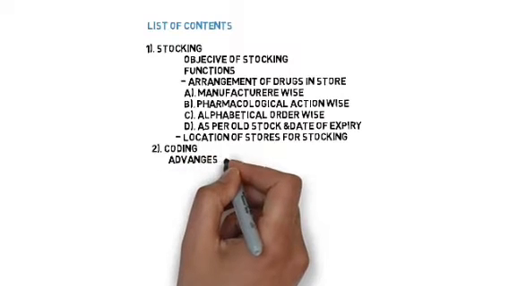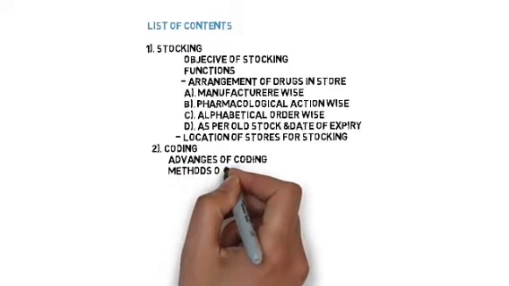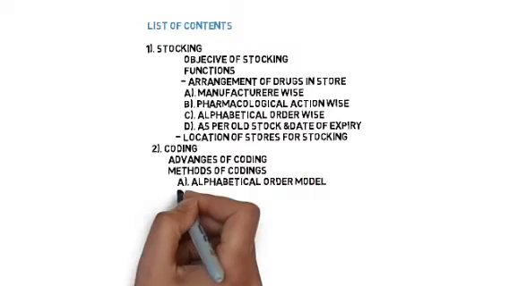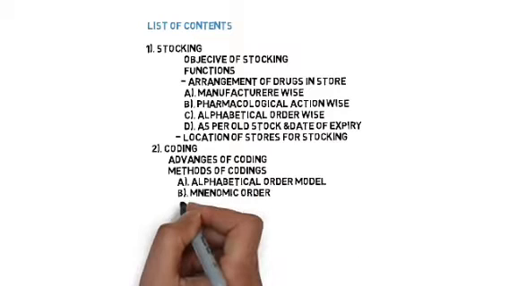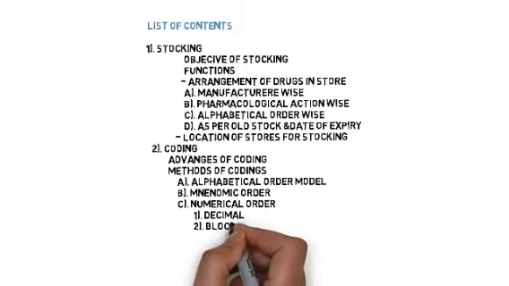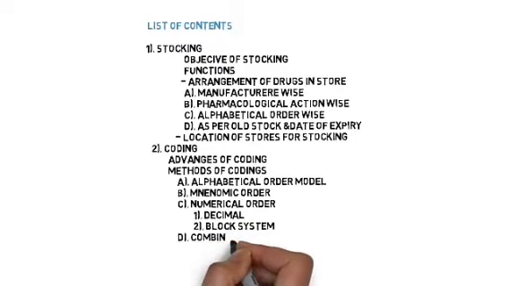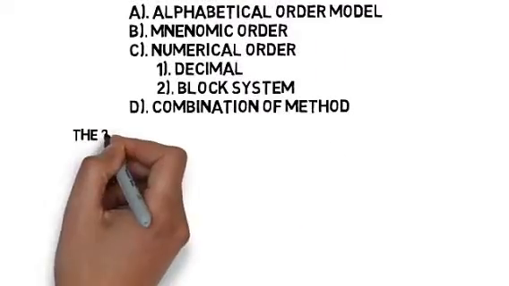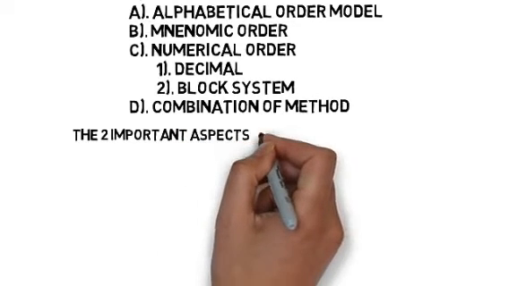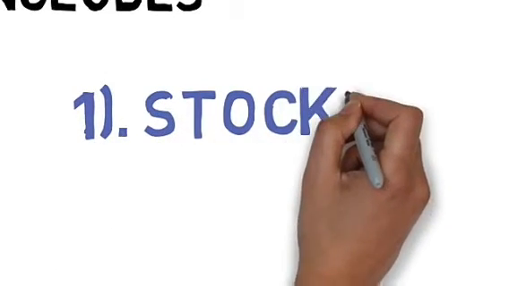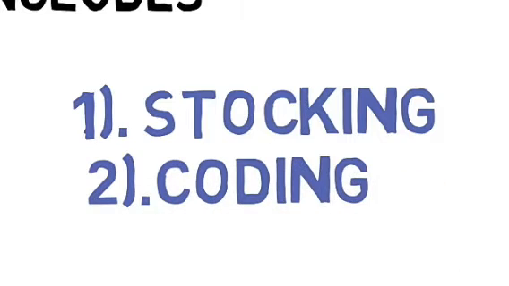Second one, coding. In that coding, it will discuss advantages of coding and methods of coding. In that, the first method, A, alphabetical order method; B, mnemonic order; C, numerical order. In that numerical order, A, decimal; B, block system; and D, combination of methods. We will discuss the two important aspects of material management, that includes first one, stocking, and second one, coding.